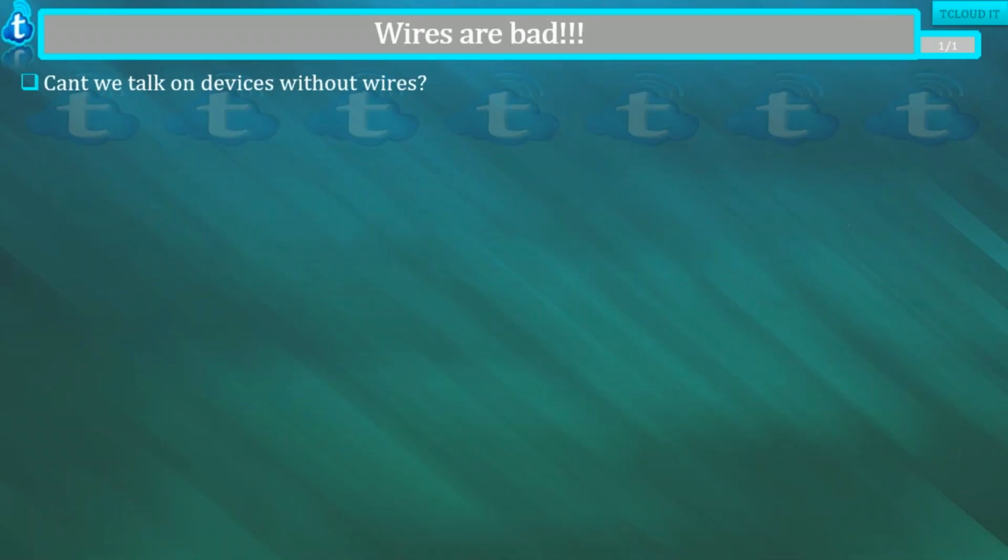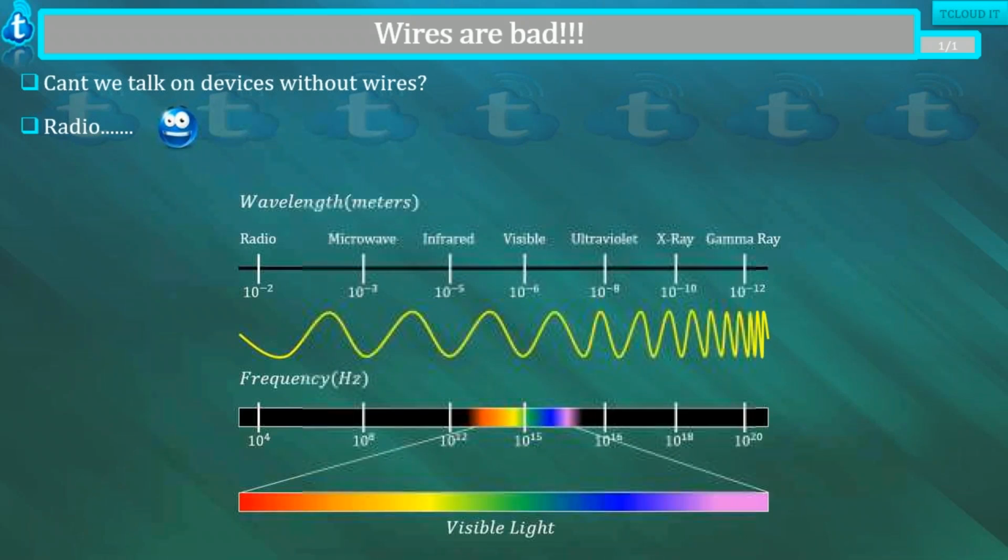So they started thinking, hey, can't we develop the devices which are communicating without these bloody wires? Can't we do that? So obviously the solution they have found out after a lot of innovations is the radio. So what is this radio and how has it become a solution?